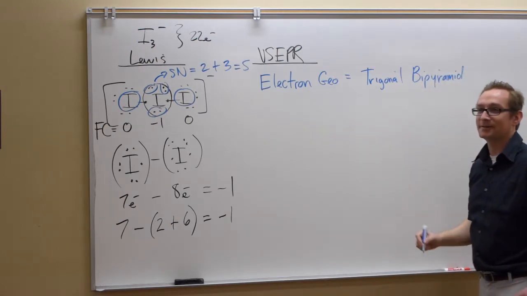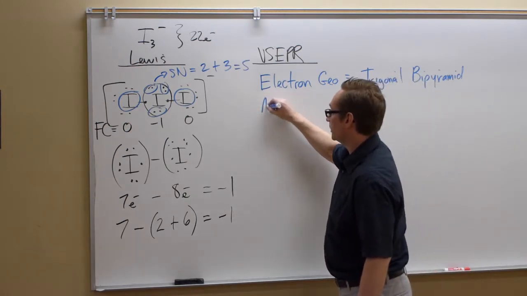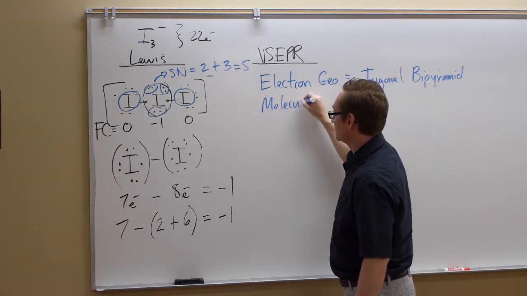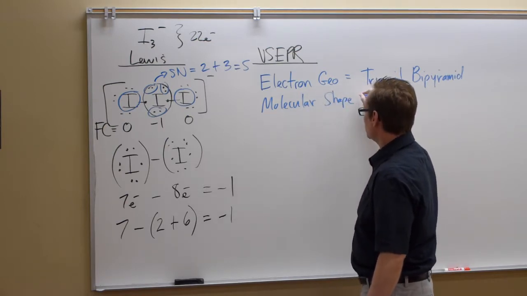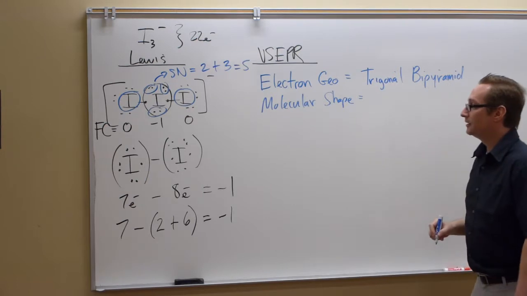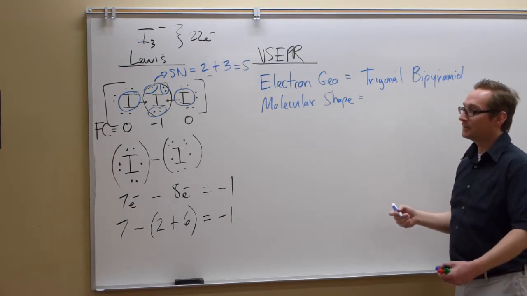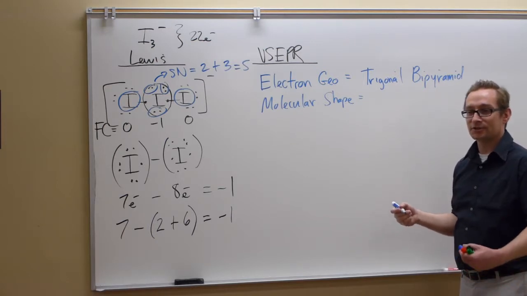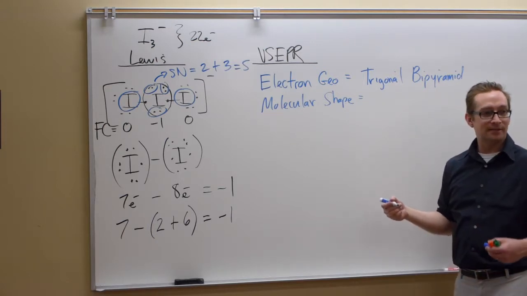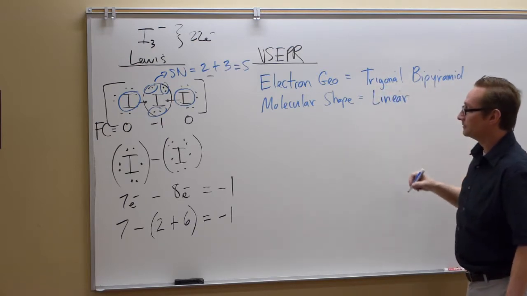Trigonal bipyramidal. I don't know how I say that. And then what would be the molecular shape? So if you look at your chart there, under steric number 5, electron geometry, and you look at the one that has 3 lone pairs, it tells you that the shape is going to be linear, right? So the shape will be linear.